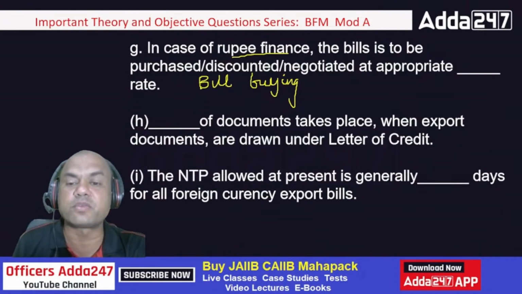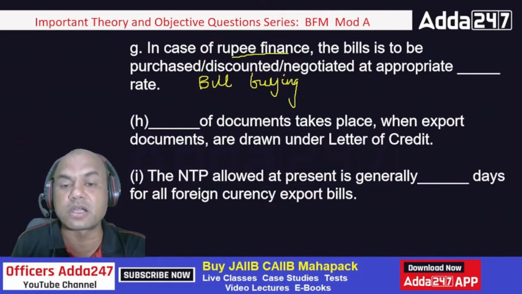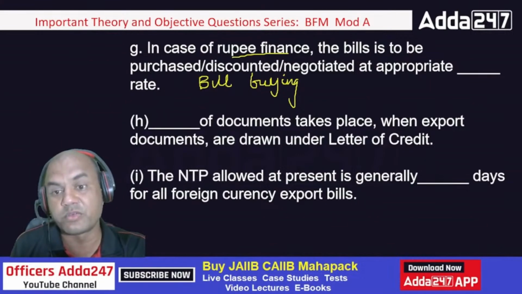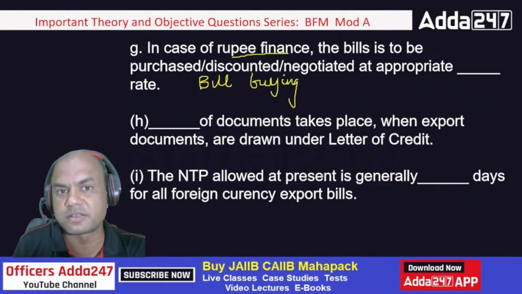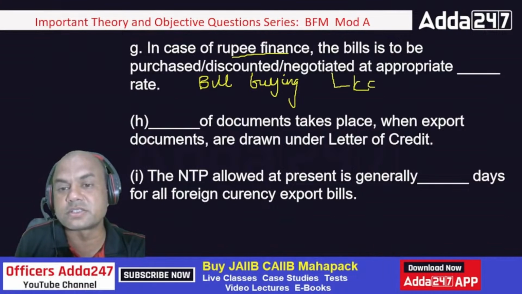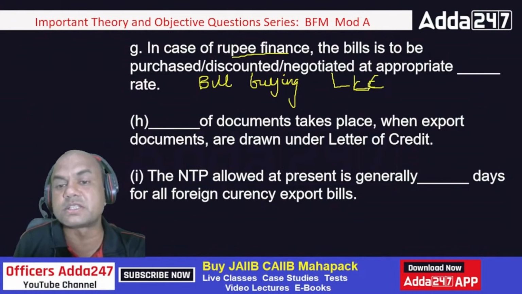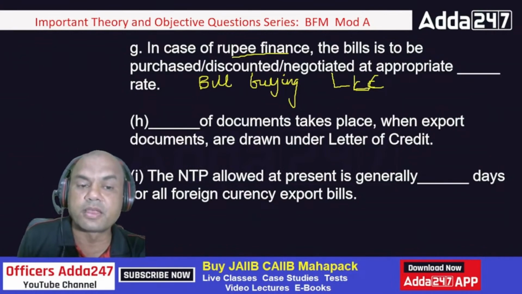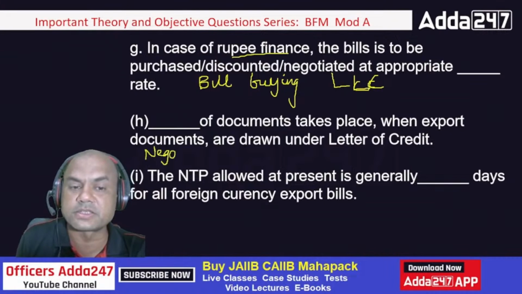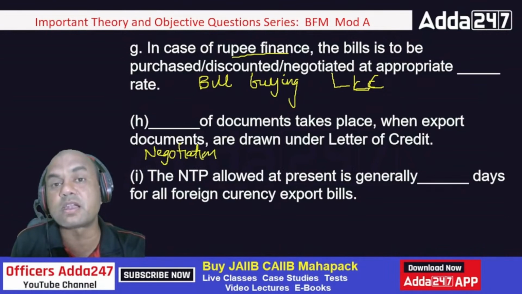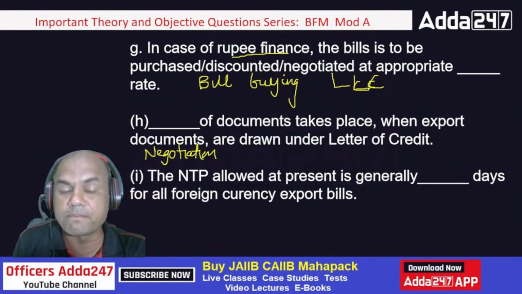Next one. Dash of documents takes place when export documents are drawn under LC. What takes place? Just now I told you: purchased is sight, discounted is collections, and negotiated is under LC. So negotiation of documents takes place. If the documents are under LC, it is negotiation. If they are under collections, it is called discounting. If it's a sight document, then it's called purchasing.